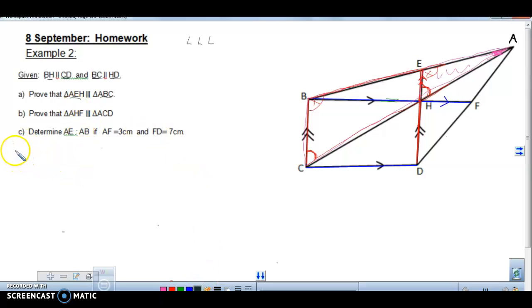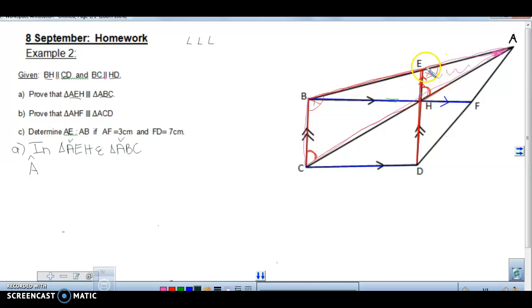So I'm going to write it up and say, in triangle AEH and triangle ABC. And I want you to look at the labeling of the triangle. That vertex A is common, so we're going to start with that one because that is the easy one. That is the one vertex of the two triangles, and we are going to say angle A.